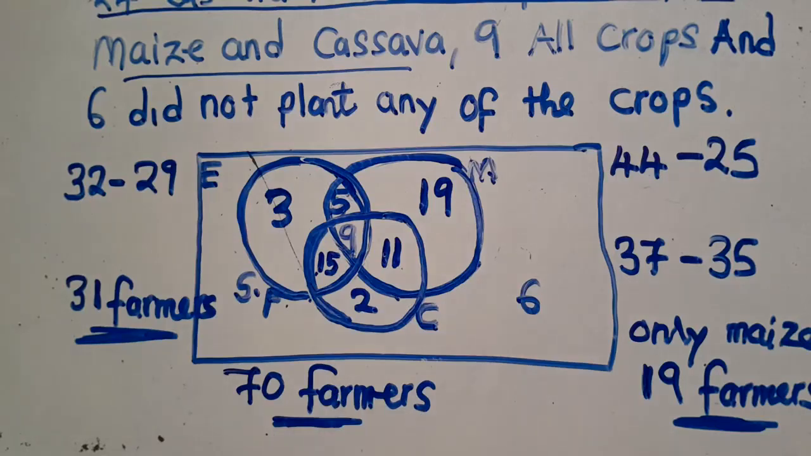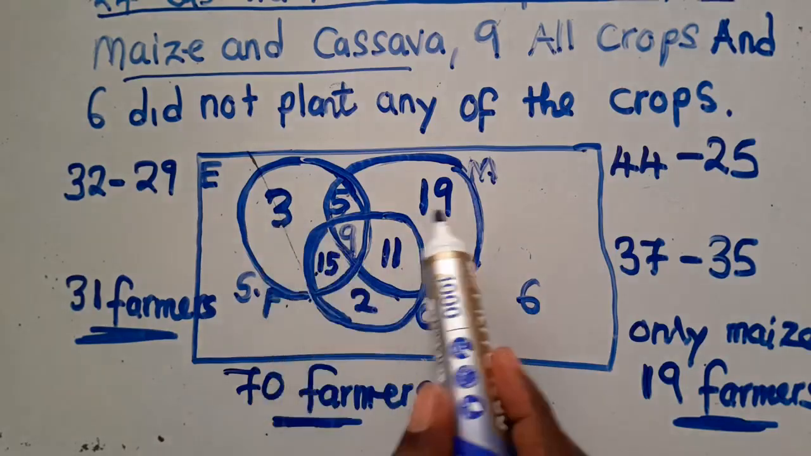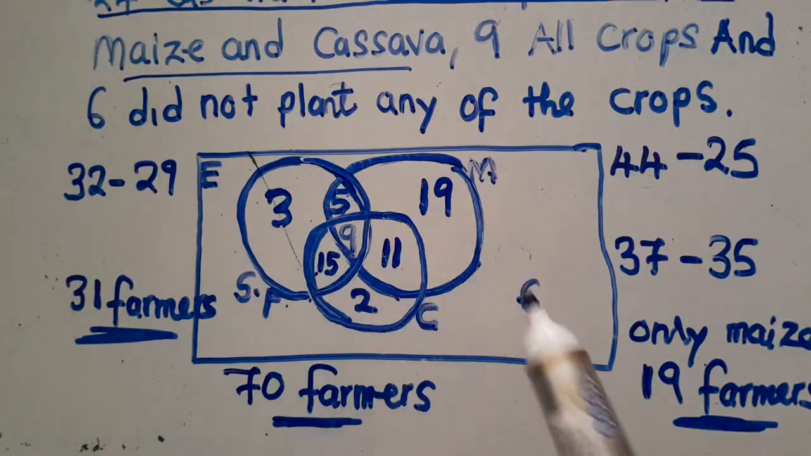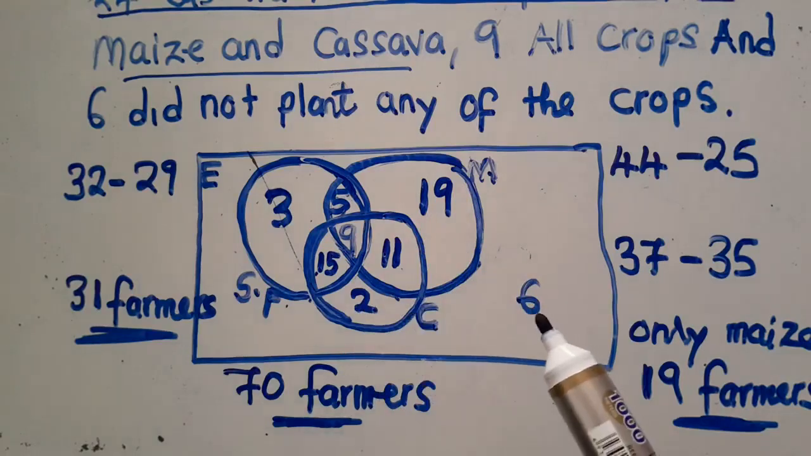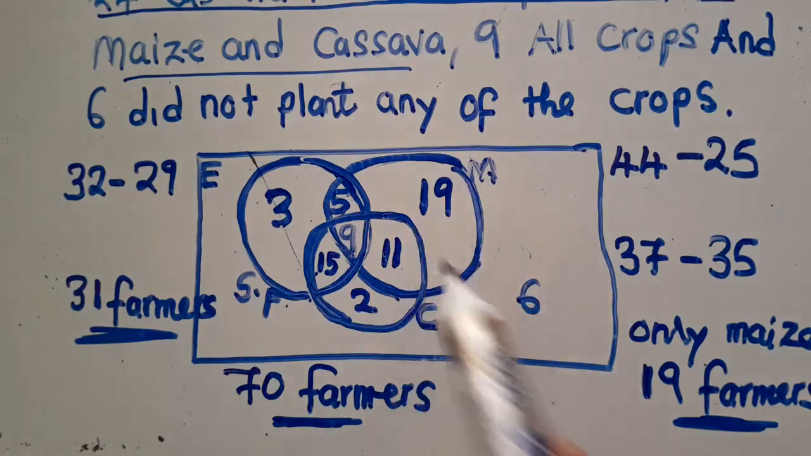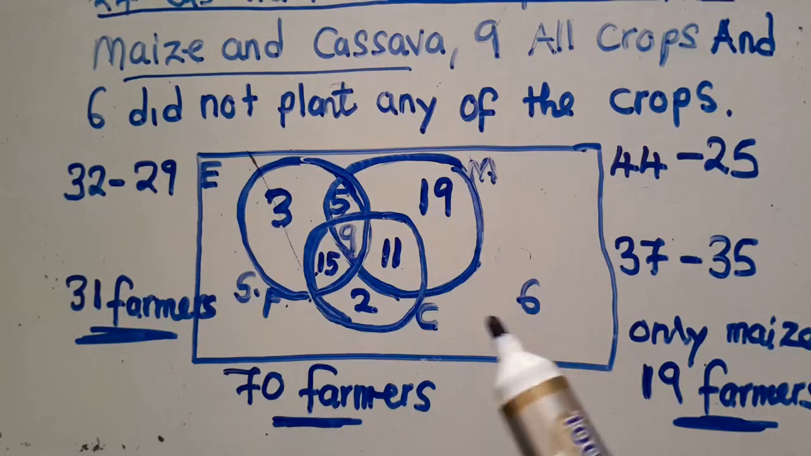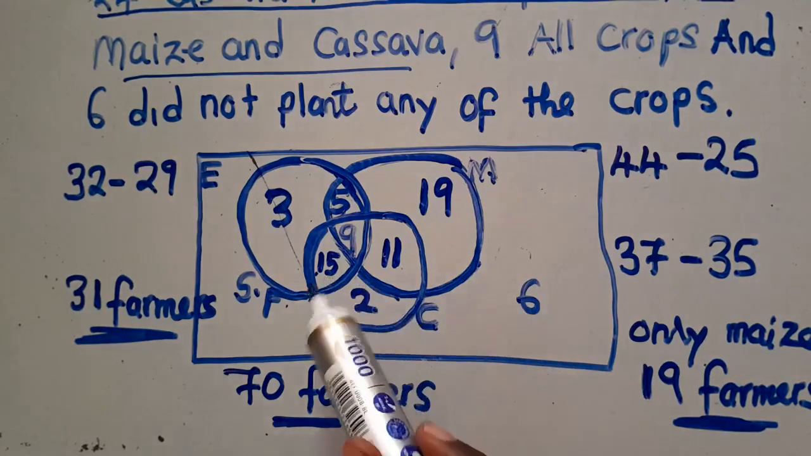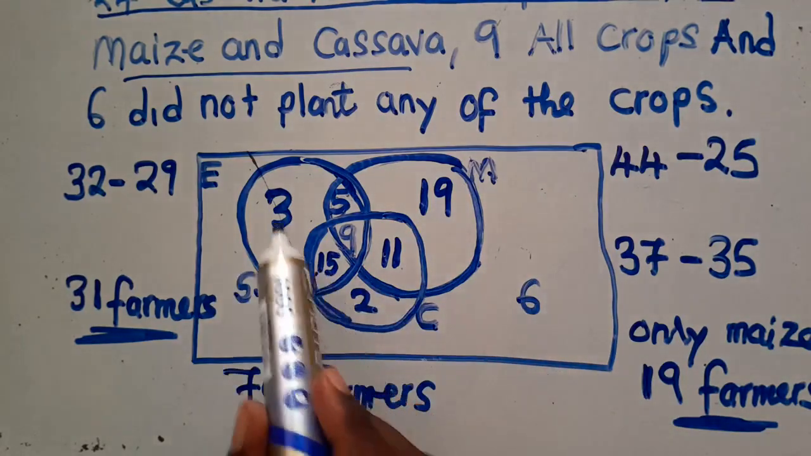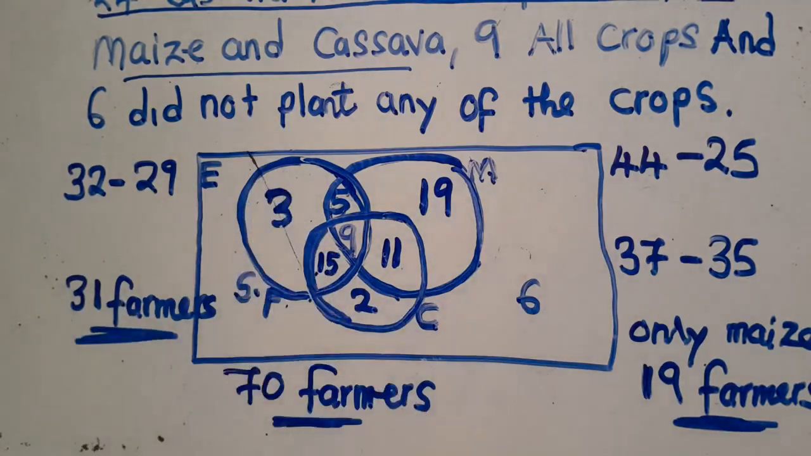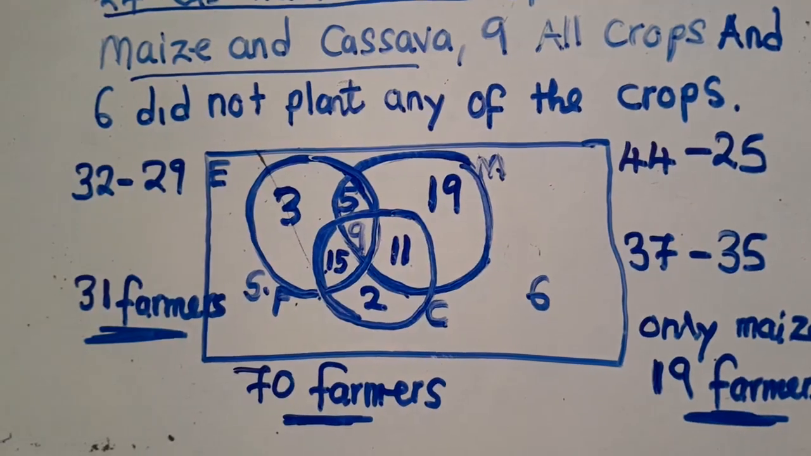If you had a question like how many farmers planted only one type of crop, you add this plus this plus this. How many farmers planted only maize? 19. How many farmers planted only cassava? 2. How many farmers planted only sweet potatoes? 3. So this is how we get to answer questions. This is what you need to follow.